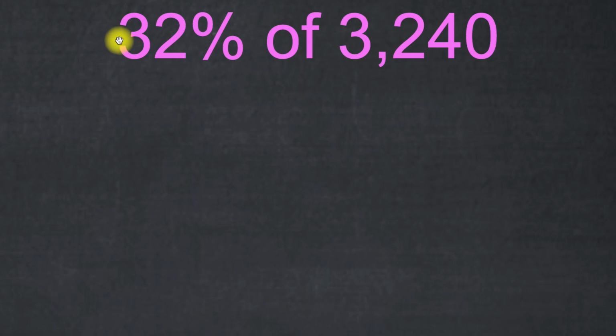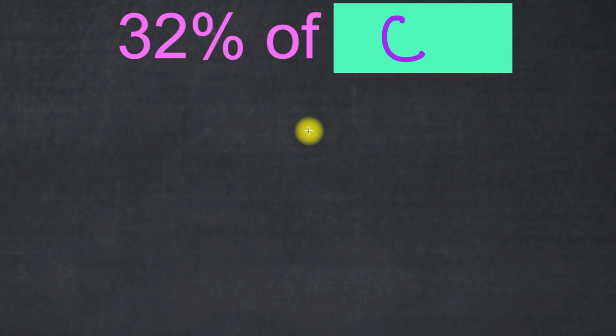So here we have 32% of 3,240. But again, let's say we don't know the value that's here. This still means 32%, which will convert to a decimal. This of means multiplication. And let's pretend that we don't know what this value is. Let's make it equal to C. So now we're going to write 32% of C.